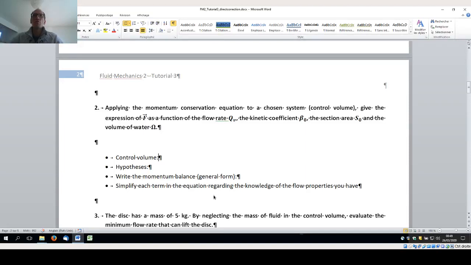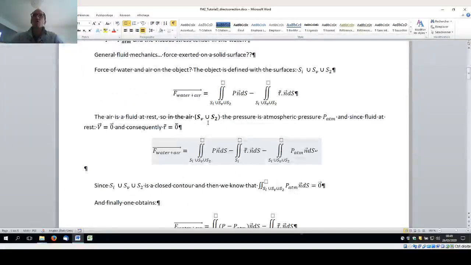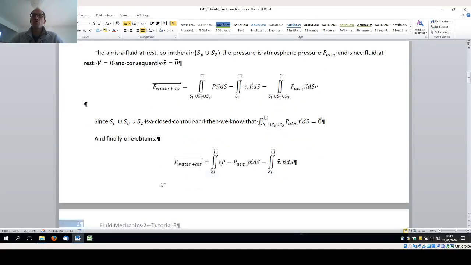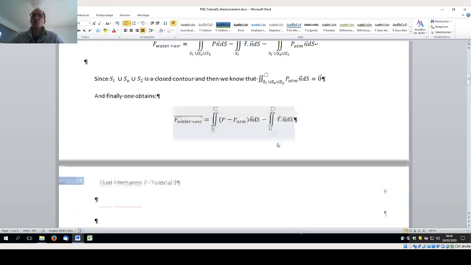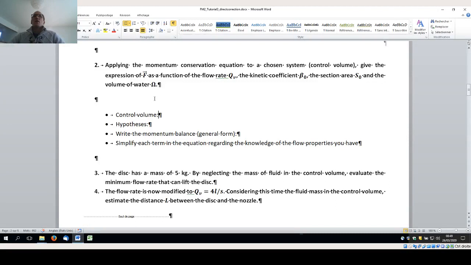And if you have some questions about what I'm writing in my document here, just ask me. This first question should be pretty straightforward. In a general way, how to write the force exerted on a surface, which is just the integral of pressure and viscous forces.